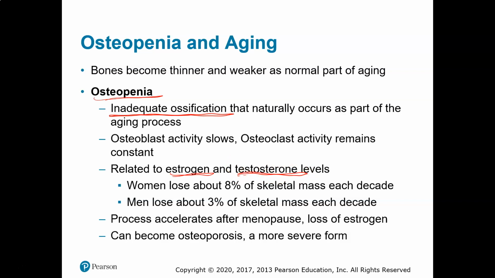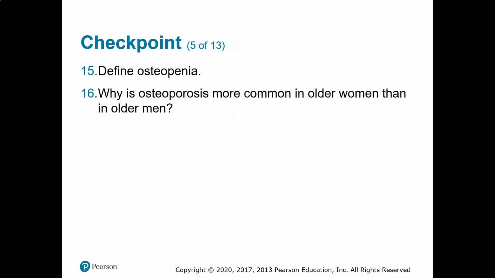When these levels drop, women lose about 8% of their skeletal mass each decade, and men lose about 3% each decade. In women, it accelerates after menopause because of the loss of estrogen, and that is the reason some women will go on estrogen therapy when they begin menopause. And osteoporosis is a more severe form of osteopenia, and if you have osteoporosis, your bones are more brittle and more likely to break.